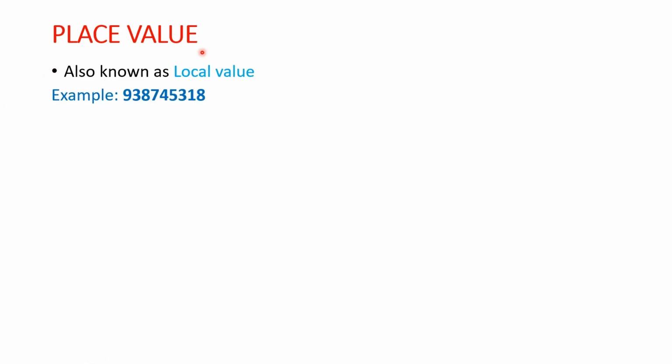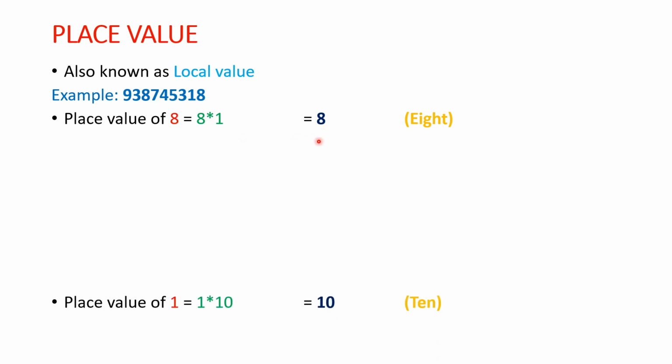Next, we will see about place value. Place value is also known as local value. Let's see with an example. We are taking a numeral 938745318. Let's see the place value of each digit in this numeral. Here the place value of 8 is 8. Why? Because 8 is in the place of unit. So we are multiplying 8 by 1. So the place value of 8 is 8.